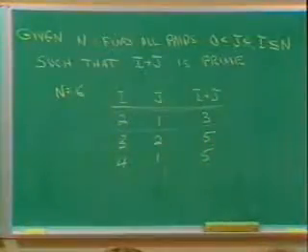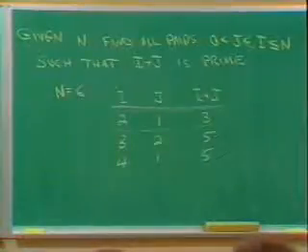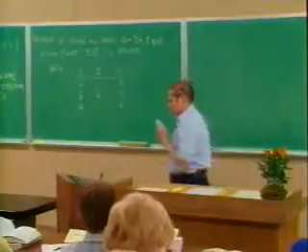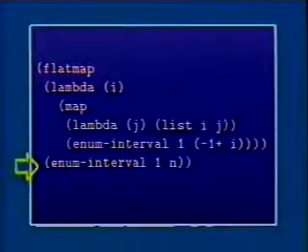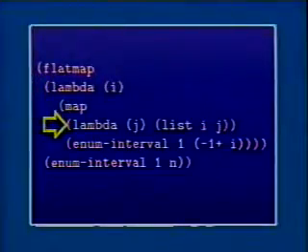Okay, well, that's easy. Let's build it up. I'm going to start like this. We're going to say for each i in the interval 1 through n, we're going to generate a stream. What's that stream going to be? We're going to start by generating all the pairs. So for each i, we're going to generate, for each j in the interval 1 to i minus 1, the pair, or the list with two elements i and j.